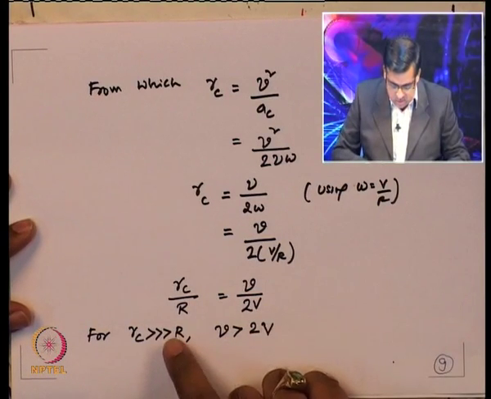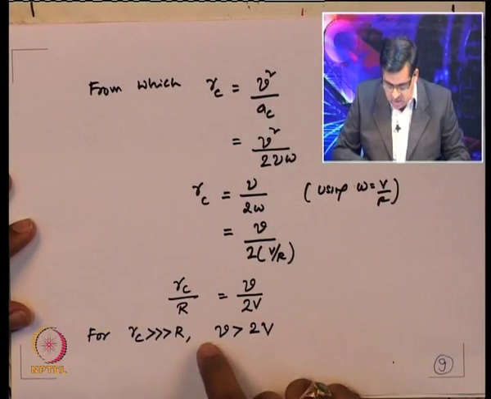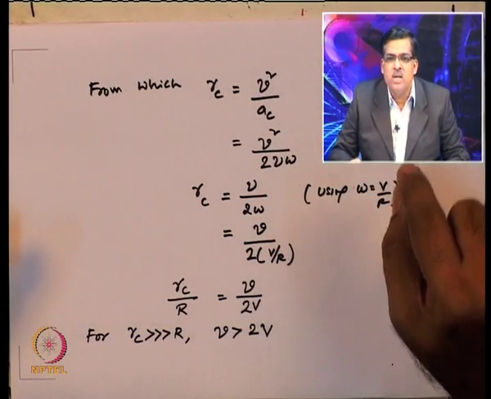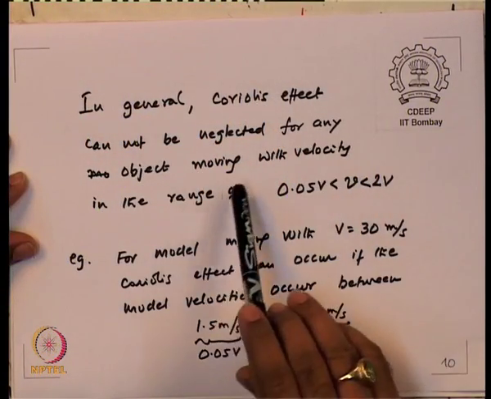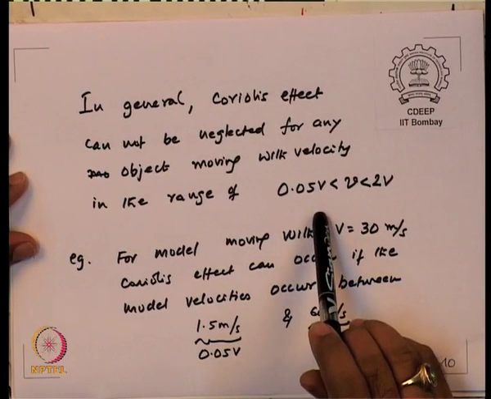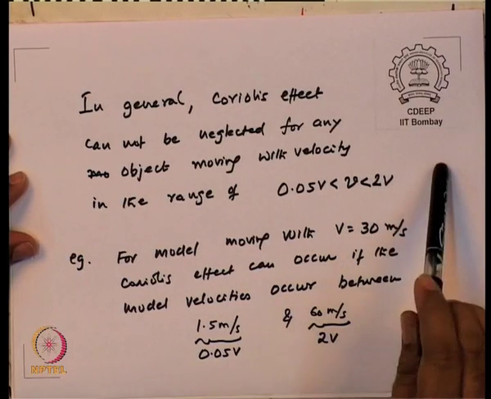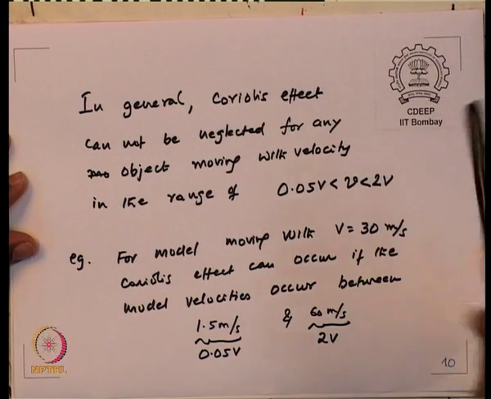So it appears that if RC, the radius of the curvature subtended by the particles, is much higher than the radius of the curvature of the centrifuge, then v is supposed to be 2V. That means that the particle will be thrown with a very high velocity, hit the container boundary and then fall. In general, Coriolis effect cannot be neglected for any object moving within the velocity range of 0.05 V to 2V. If the velocity is more than 2V, then the Coriolis effect is non-existent, and the model will not be affected by it.